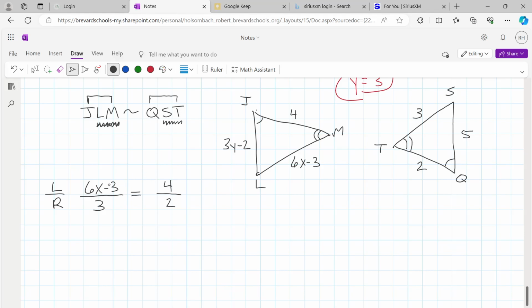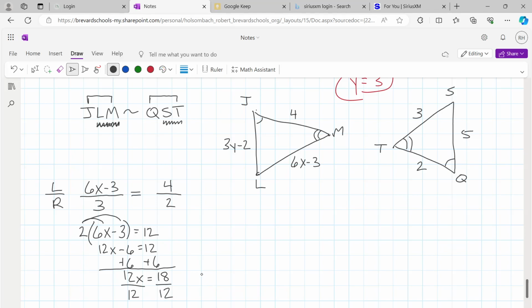So again, we can crisscross multiply. We've got 6x minus 3 times 2. That's equal to 3 times 4, which is 12. We're going to distribute. So 12x minus 6 equals 12. We're going to add 6 to each side. So our 12x equals 18, and then we're going to divide by 12. So our x equals 18 divided by 12, which is 1.5.